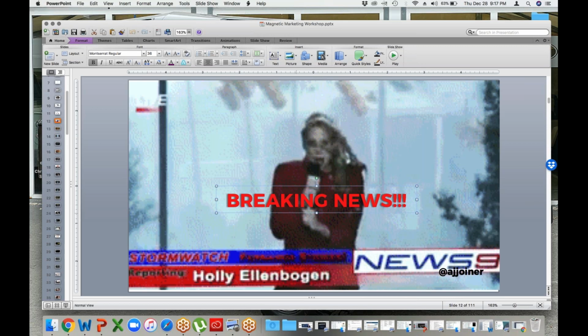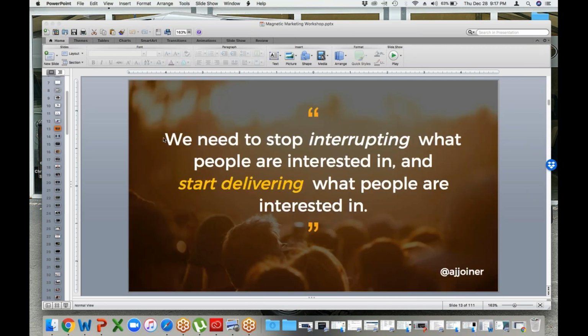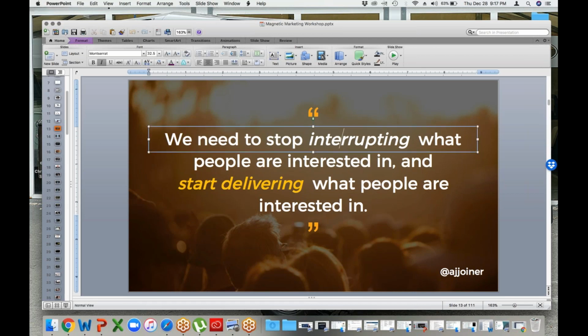Okay, so again, all this is interruption, forced marketing, but at the end of the day, we need to stop interrupting people, and we need to show people things that they're actually interested in, right? And then once you know what they're interested in, then you deliver what people are interested in. That's when you start to align things with people's interests, versus you, as a product or business owner or service provider, forcing them to do things that aren't natural to them. Okay.